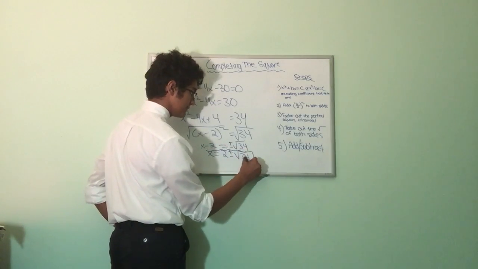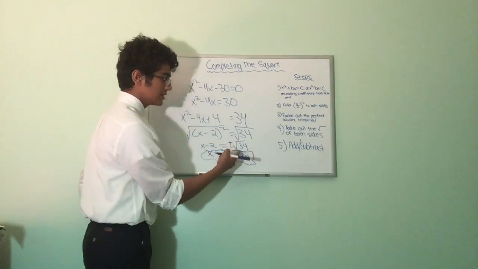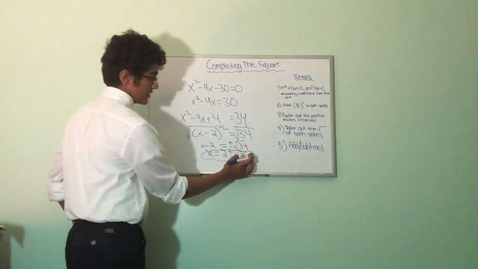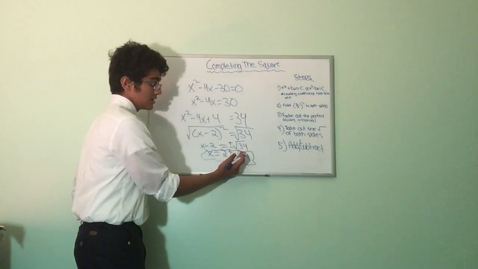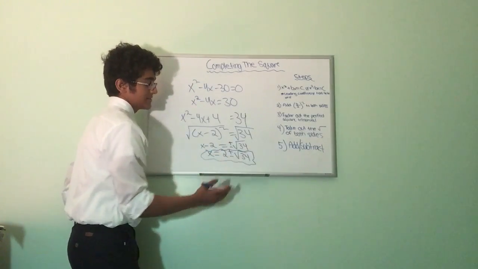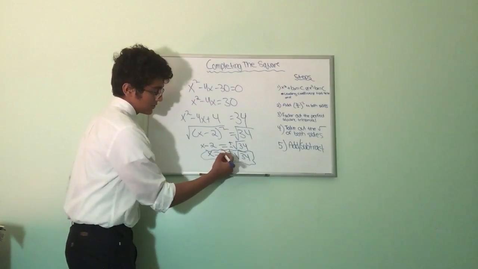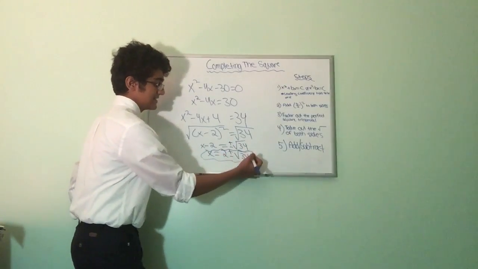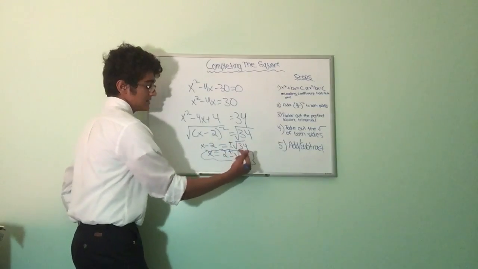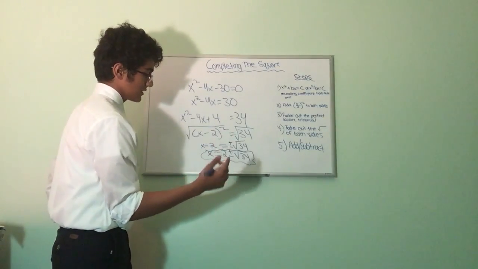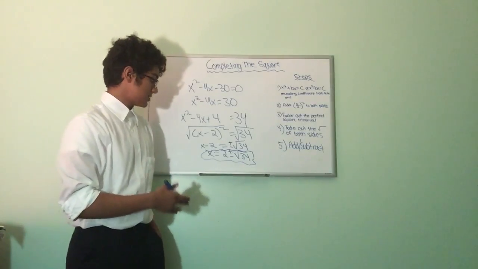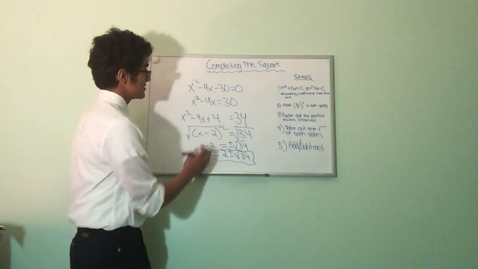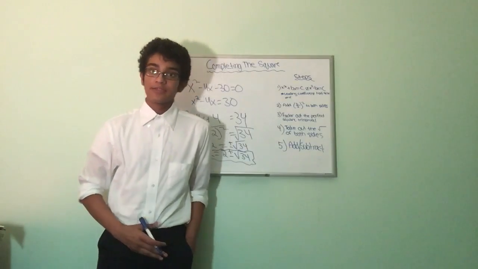And if your radical here is a perfect square, like suppose you had 36 over here, the square root of 36 would be 6. So then what you would do is 2 plus 6 equals 8, and 2 minus 6 equals negative 4. So 8 and negative 4 would be your answers in that situation. So yep, this is the completing the square method, and thank you for watching.